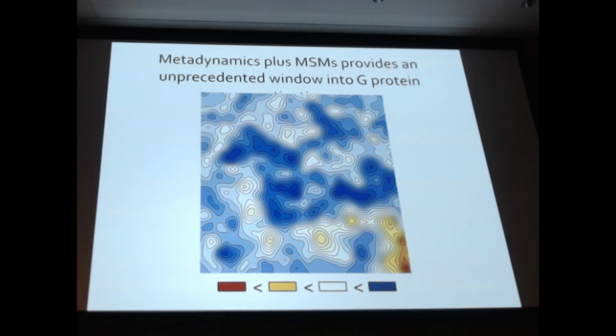And so one of the nice advantages about Markov state models is that you can get both the thermodynamics and kinetics for your system and really delve into these mechanistic questions. So what we'll do is use metadynamics to get some initial pathways, and then take structures along these pathways and use them as starting points for conventional molecular dynamics simulations that we will then use to construct a Markov model and watch how this process of allosteric activation and GDP release unfolds.